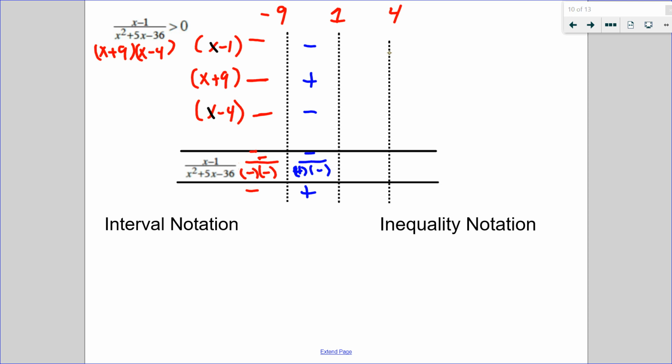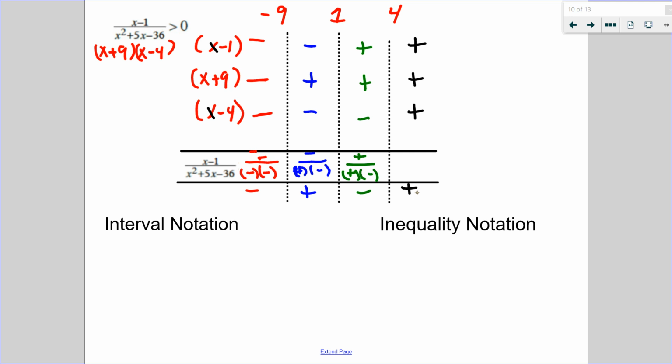Let's see if we'll switch colors here. Between 1 and 4, let's try 2, for example. If I did 2 minus 1, that's positive. 2 plus 9 is positive. 2 minus 4 is a negative. So then I have a positive divided by a positive times a negative, which in that case ends up being negative. Then I'll go greater than 4, which in this case, if I do like 10 again, 10 minus 1 is 9, so that's positive. 19 is positive. 6 is positive, so any positive divided by all those positives is going to be positive as well.